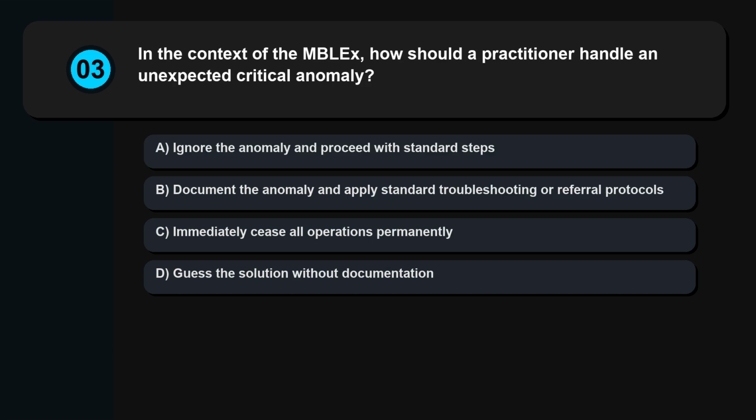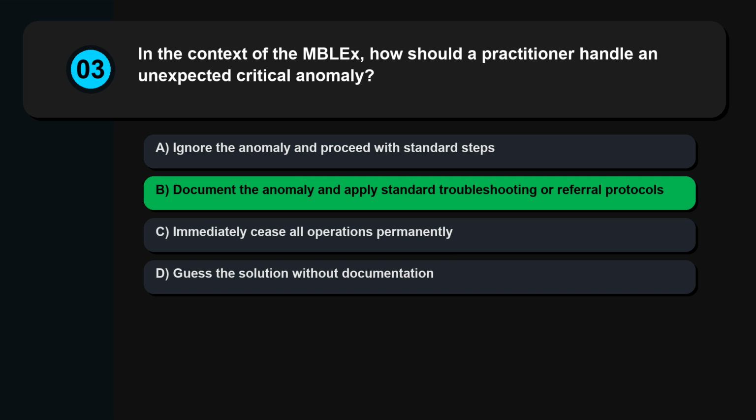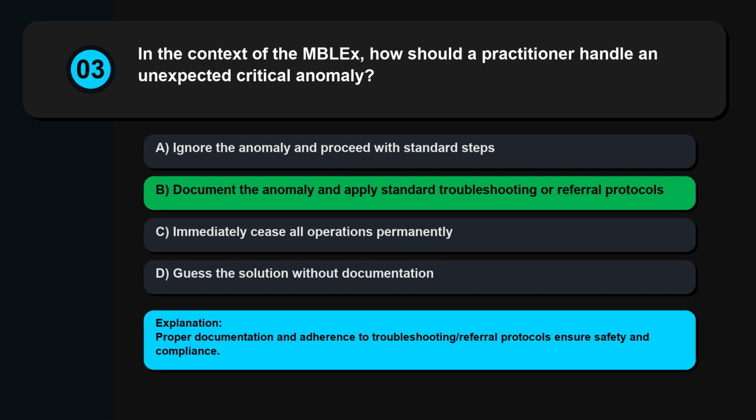Question 3. In the context of the MBLEx, how should a practitioner handle an unexpected critical anomaly? Ignore the anomaly and proceed with standard steps. Document the anomaly and apply standard troubleshooting or referral protocols. Immediately cease all operations permanently. Guess the solution without documentation. Proper documentation and adherence to troubleshooting and referral protocols ensure safety and compliance.